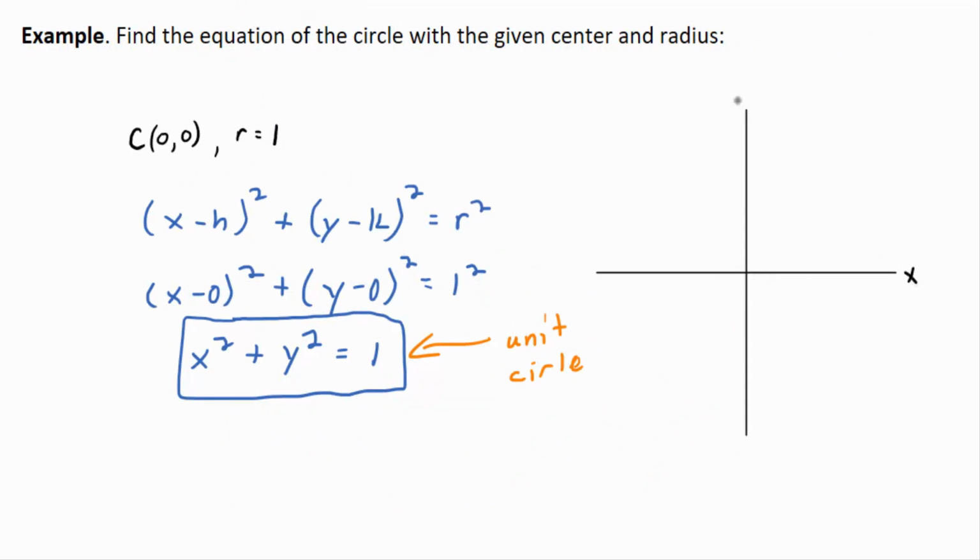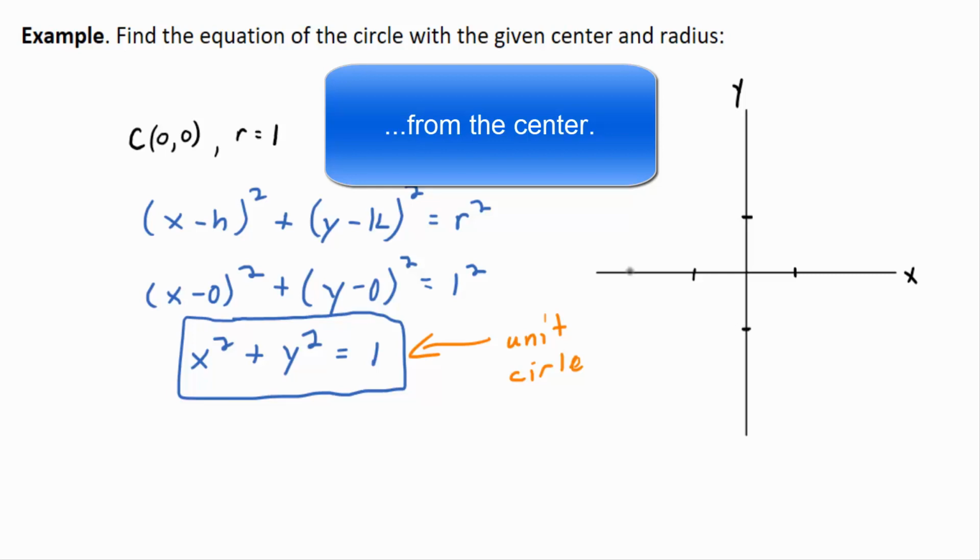So here's the x-axis, here's the y-axis. The center is at 0, 0, and you're just going to go out to graph it. You would go out 1 unit to the right. The best way to graph a circle, if you're just doing a quick sketch by hand, is to just plot 4 points. Go out 1 radius to the right, 1 to the left, 1 radius up, 1 radius down. In this case, you're going to go out a distance of 1 left, right, up, down.